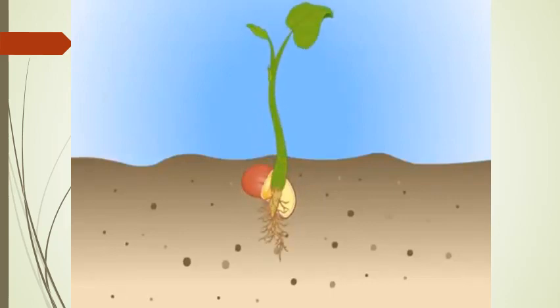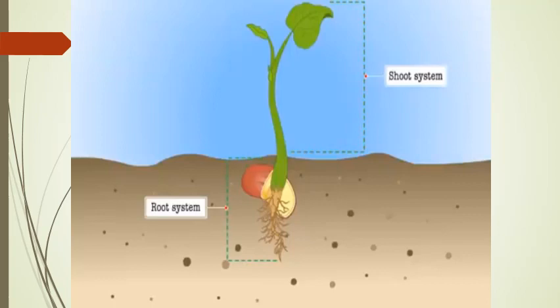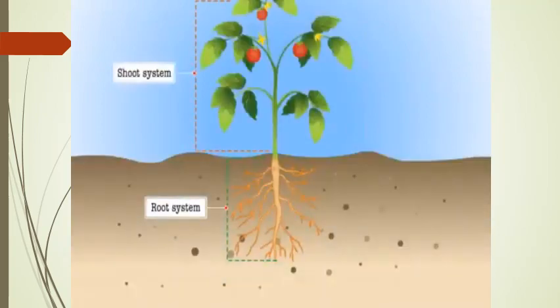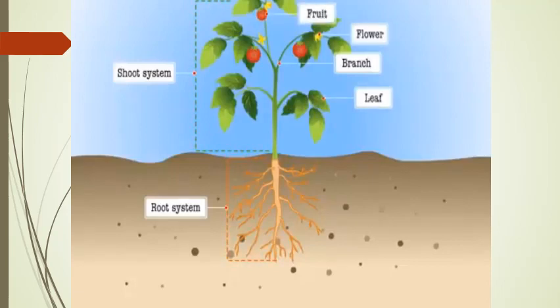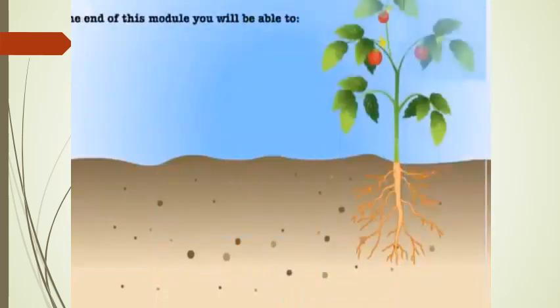So do you remember what happens to seeds after germination? The part that grows above the soil is called the shoot system and the part that grows underground is the root system. The shoot system consists of branches, leaves, flowers and fruits.